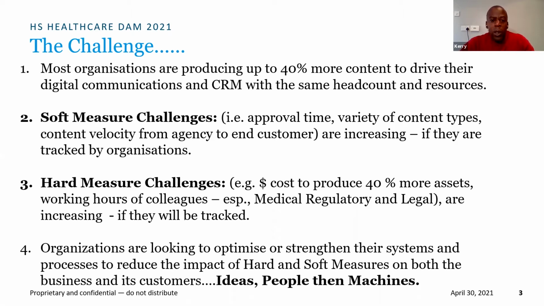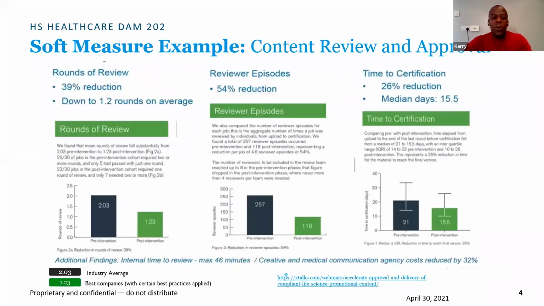So of course, organizations are looking to strengthen or optimize their systems and processes so that they can cope with producing much more content because we're in a digital world. So in order to do this, modular content is what is required. Optimizing your review and approval processes is also what's required. And there are also some other things which are also required.